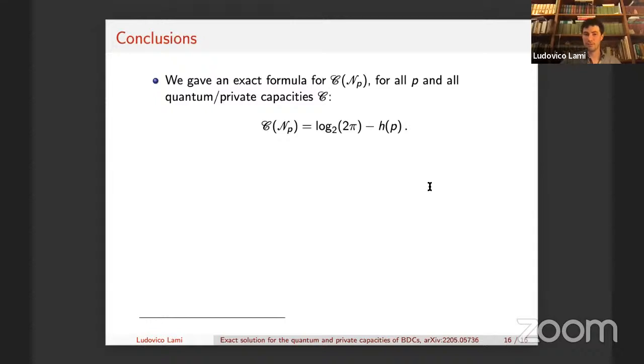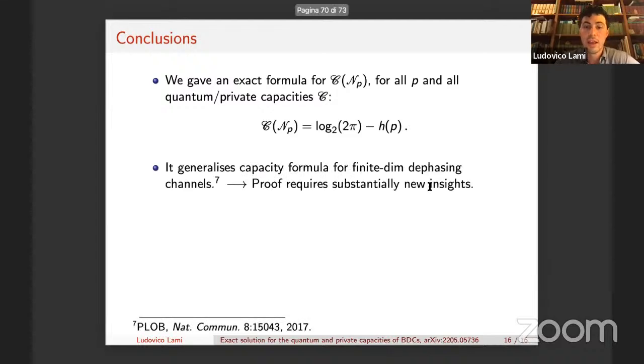Okay, so conclusions. We gave an exact formula for all of these eight capacities of the bosonic dephasing channels: all of the private and quantum capacities, both unassisted and two-way assisted, and also both strong converse and weak converse. The formula generalizes a capacity formula for finite-dimensional dephasing channels, but the proof is way more delicate because it requires, for example, Szegő's theorem in asymptotic linear algebra, and also a bit of care with infinite-dimensional systems.